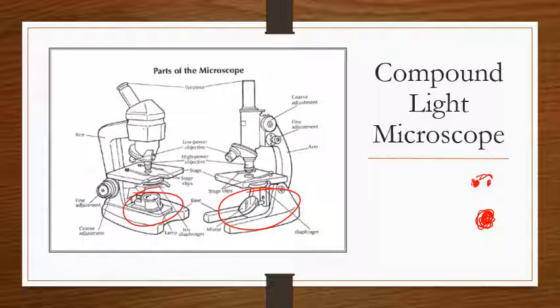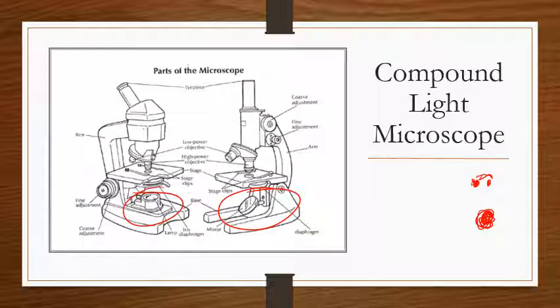And then magnification of compound light microscopes, the max is 1,000 times. Some of the nicer ones that we have here at school do have a fourth lens that magnifies 100 times for a total magnification of 1,000. But most of the ones that we use in here will be the ones that max out at 400 times magnification. And then the resolution of these microscopes is up to 500 nanometers.